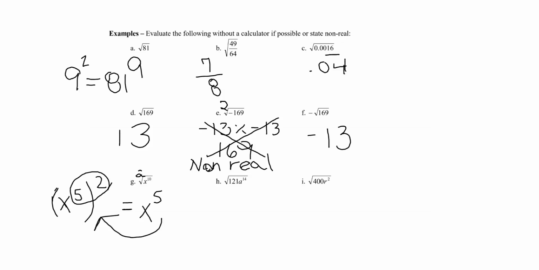For H, we have a number and a variable, so we're going to find first the square root of 121, which is 11. And then when I divide 2 into 14, it's going to give me a to the 7th. So my answer is 11a to the 7th. For I, again, same thing. The square root of 400 is 20, and 2 divided by 2 is 1, so we're left over with just an r there. So my answer is 20r.